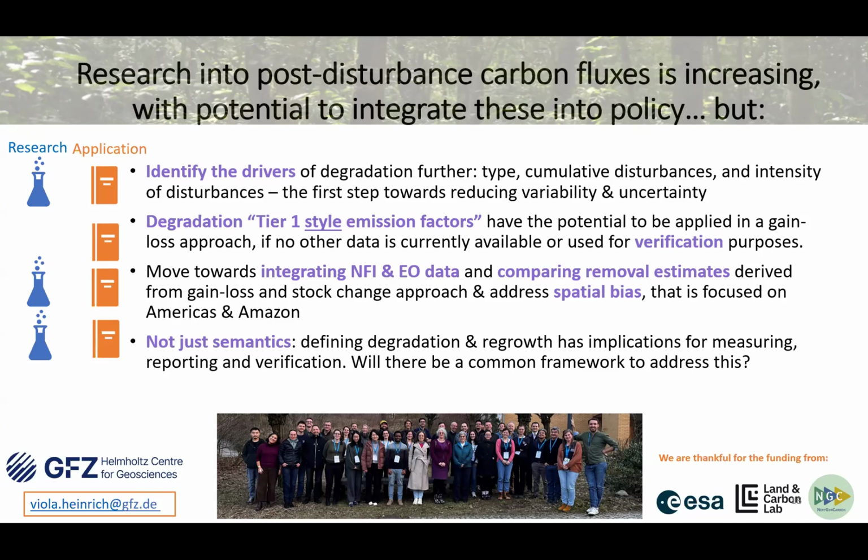I think we need to move towards integrating national forest inventory data with Earth observation data and really compare this, comparing removal estimates in a gain-loss and stock change approach. And for the researchers, it's important to address this spatial bias that we see, specifically focusing on the Americas and the Amazon. And my final food for thought is that it's not just a matter of semantics. We really need to consider how we define degradation and regrowth, because this has implications for MRV. And I'm wondering how we could come towards a common framework to address this.